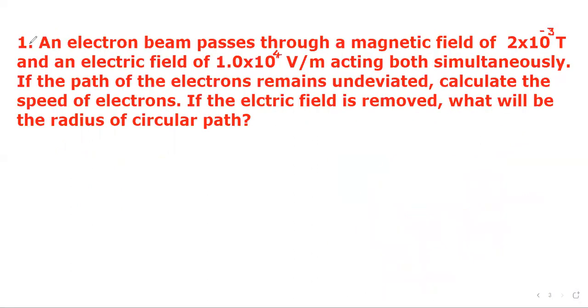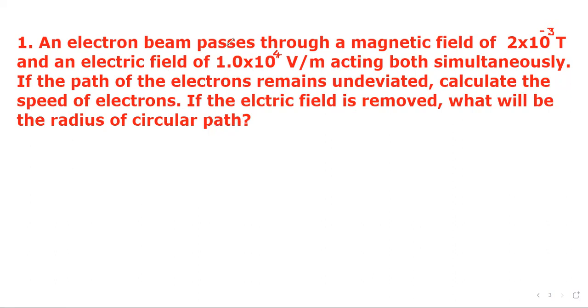Let's do a numerical question. An electron beam passes through a magnetic field of 2 into 10 power minus 3 Tesla and an electric field of 1.0 into 10 power 4 volt per meter acting both simultaneously. If the path of the electrons remains undeviated, calculate the speed of the electrons. If the electric field is removed, what will be the radius of the circular path? So let's consider its solution.